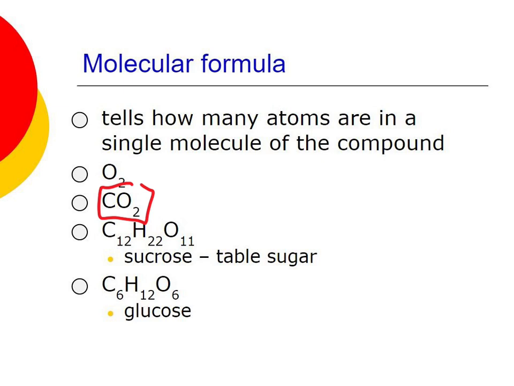Class, how many carbons are there in CO2? Awesome. How many oxygens? What do we call that number on the bottom? Subscript. You guys got it. So that goes through, again, you've got sucrose here, which has 12 carbons, 22 hydrogens, and 11 oxygens.